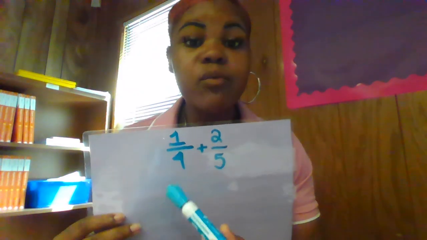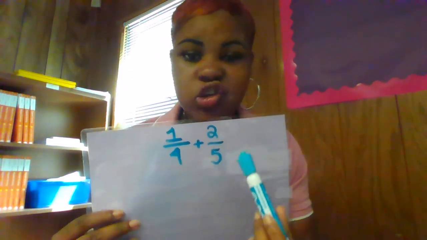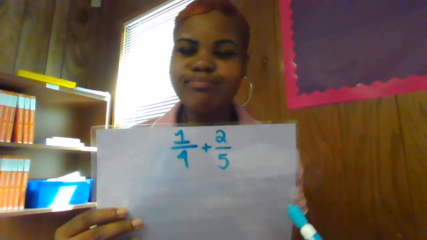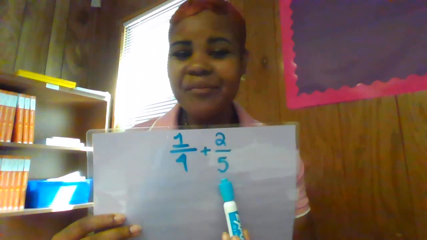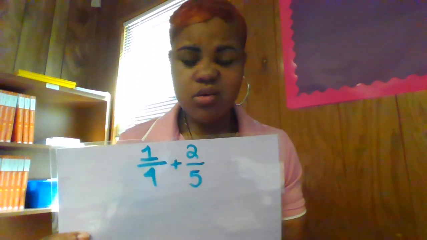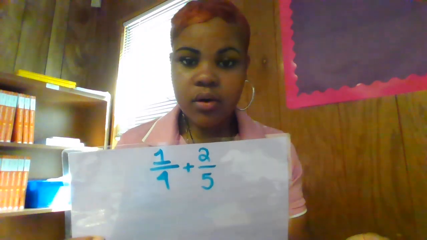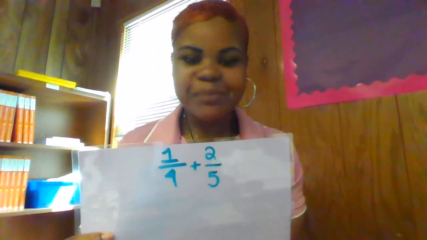So remember, last time when we were in tutoring, we talked about adding fractions with common denominators. But what do we do when we do not have the same denominator? For example, we have 1 over 4 plus 2 over 5. Hmm, 4 and 5 are not the same, right? No. So what do we have to do? We have to find a common denominator.